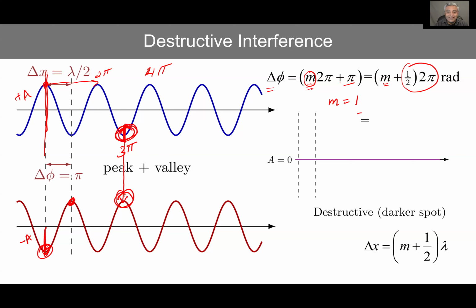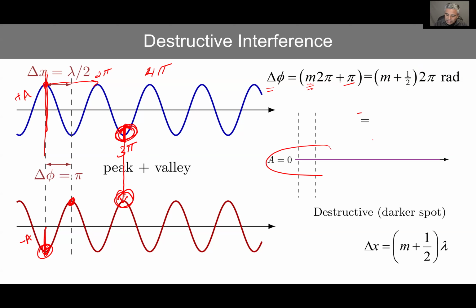But when the phase difference is 0, 2 pi, or 4 pi, what happens in that case? Constructive interference. So by just looking at the phase difference, we can tell that at that point it's going to be constructive interference, a bright spot, or destructive interference, not so bright spot.